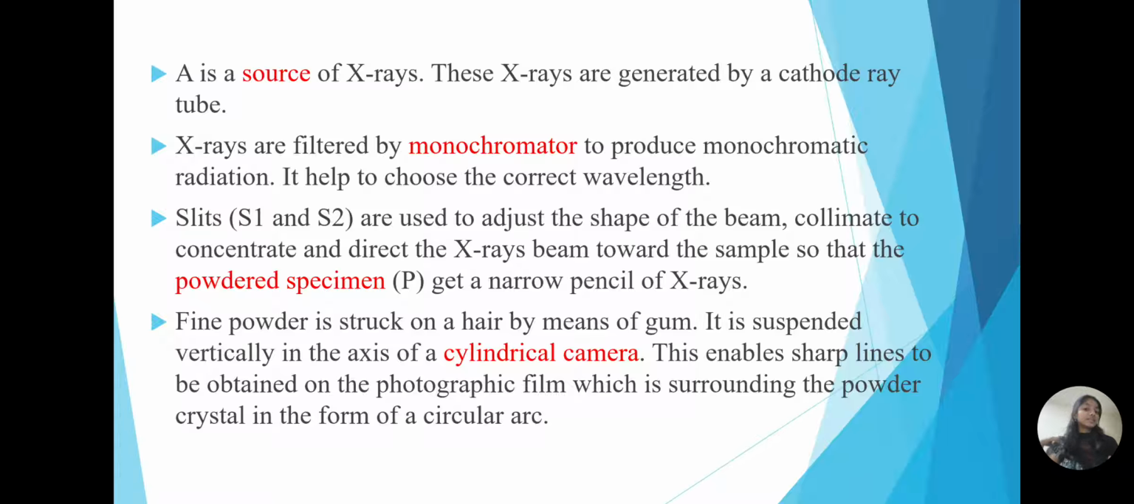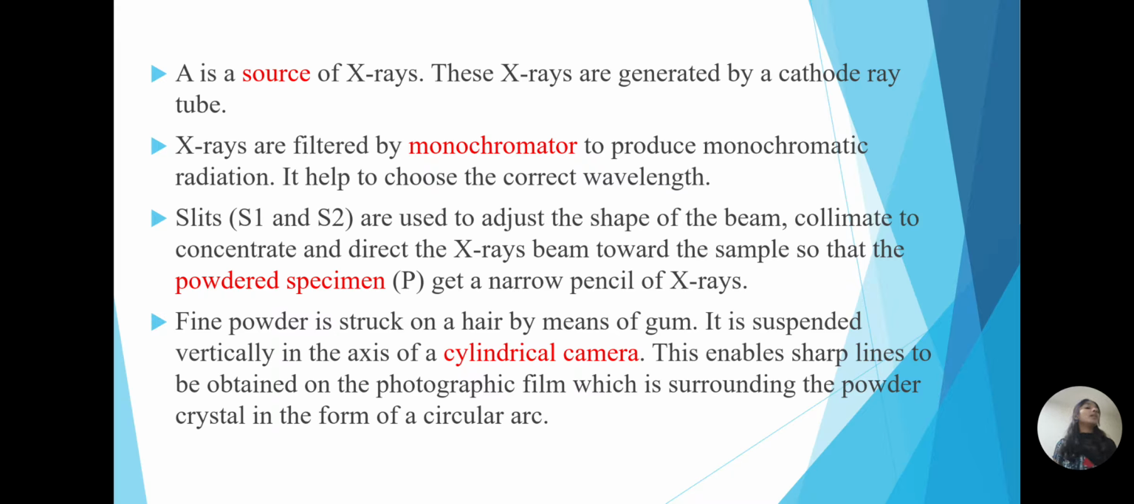When we consider the slits S1 and S2, they are used to adjust the shape of the beam, collimate and concentrate it, and direct the X-ray beam towards the sample, so that the powdered specimen P gets a narrow pencil of X-rays.